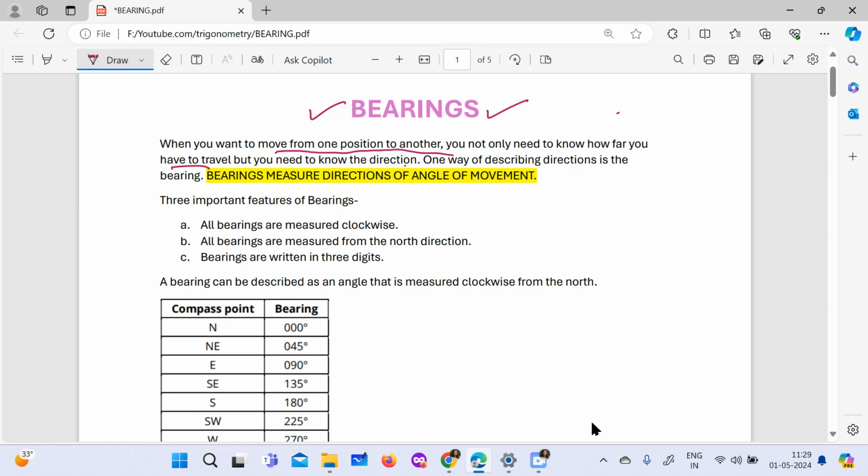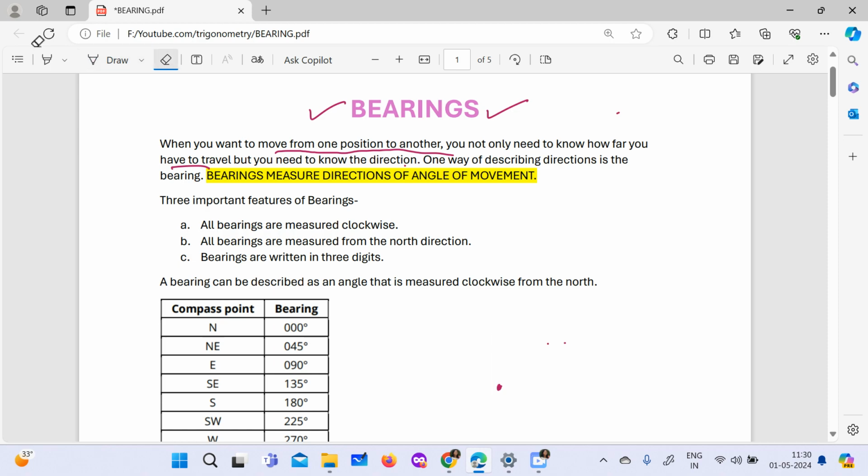Suppose, for example, you take flights. When a flight has to move, it is not only a matter of distance, how far it has to travel. A flight will move according to the direction. It might go north and then turn 45 degrees towards east, like this. This is where we use bearings; mostly bearings are used in navigation. So I hope this much is clear. Bearing is nothing but a way of describing directions. I hope this is clear to everyone.